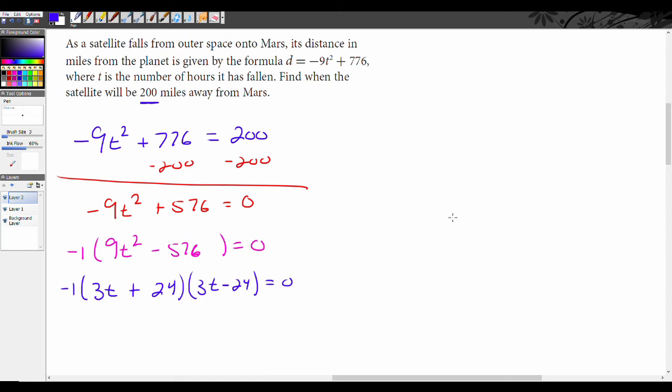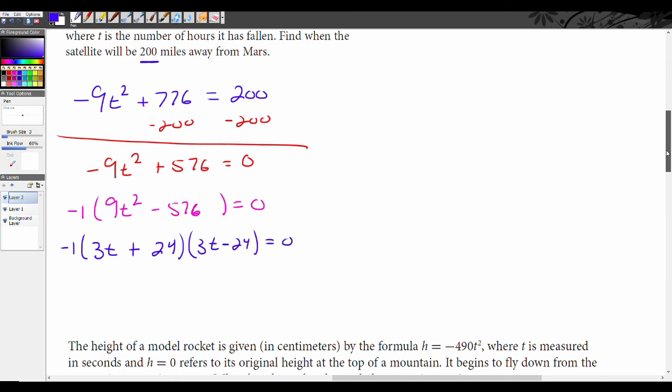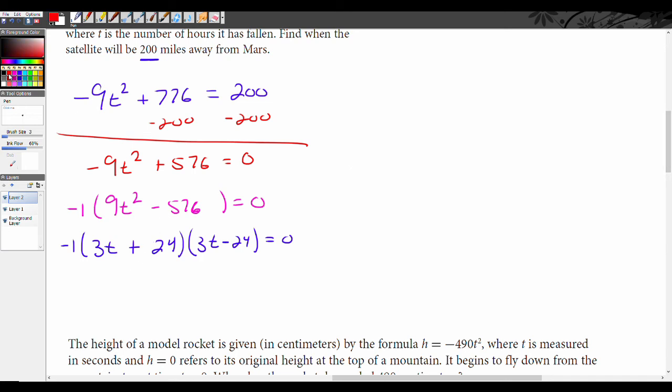And we have two binomials, so we're going to set both of these equations equal to 0. So we have here 3t plus 24 equals 0, and 3t minus 24 equals 0. Over here, I'm going to subtract 24 from both sides. And I'm going to get 3t equals negative 24. And if I look ahead, negative 24 divided by 3 is going to be a negative number. Again, can we measure time in negative numbers? We can't. So we know this answer is not going to make sense.